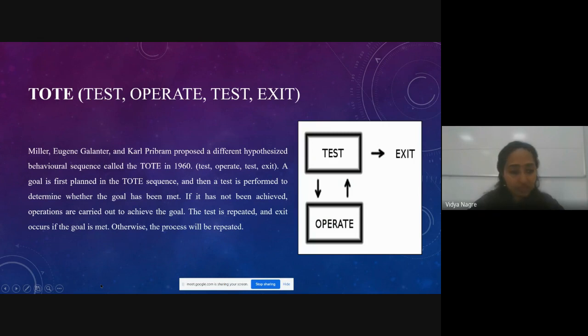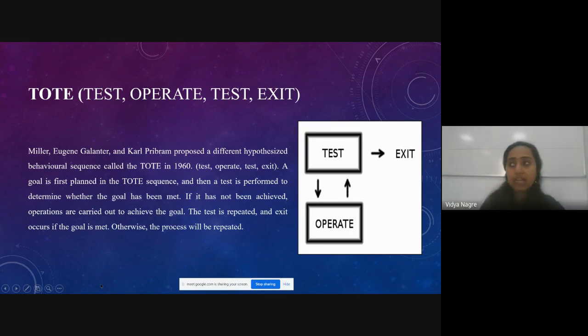TOTE is something interesting: test, operate, test, exit. So Miller and his fellow theorists proposed a different hypothesized behavioral sequence called TOTE in 1960. So it is test, operate, test, and exit. A goal is first planned in the TOTE sequence. Then a test is performed to determine whether the goal has been met.